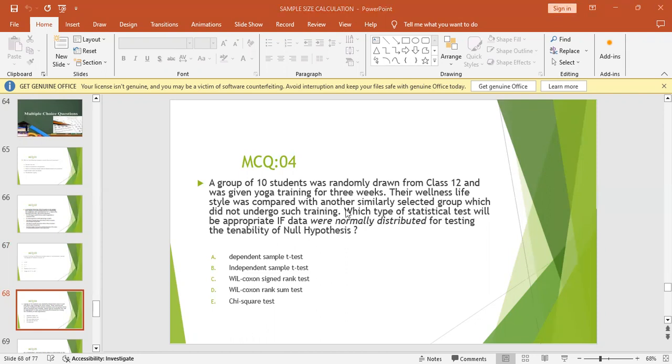B. Delta. D. It's alpha. A. Let me explain. As the sample is dependent, yoga training was given to the students, and then their wellness was compared before and after, and the data is normally distributed. So we will apply the dependent sample t-test. If the data is normally distributed and the sample is dependent, then we use the dependent sample t-test. So A will be the correct option.